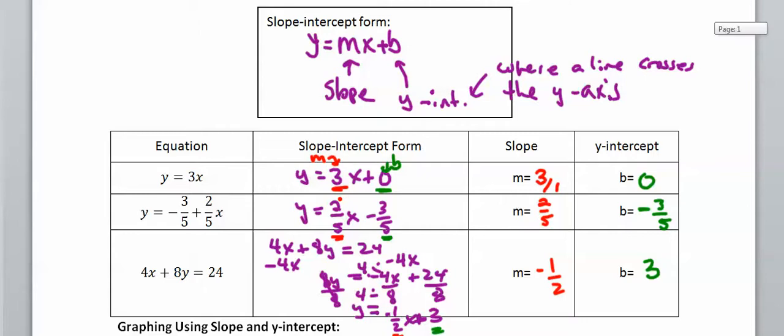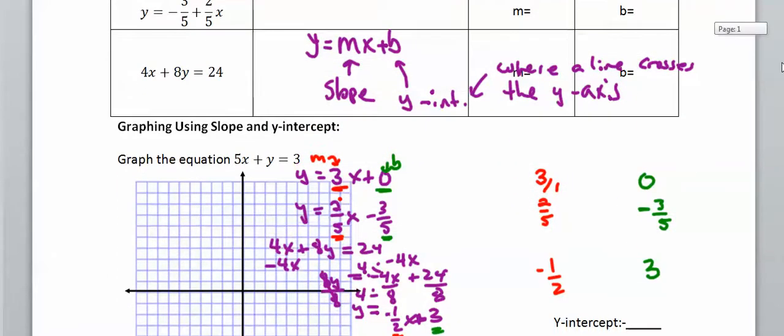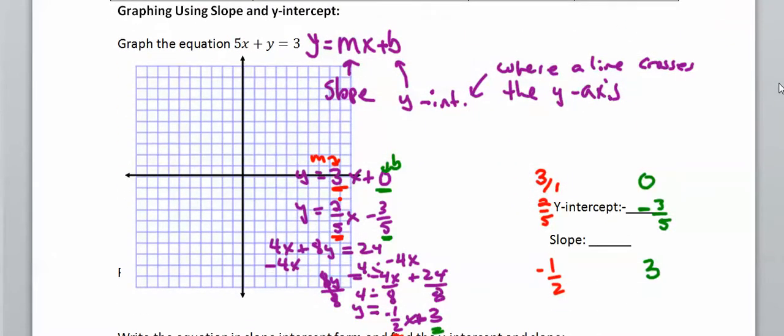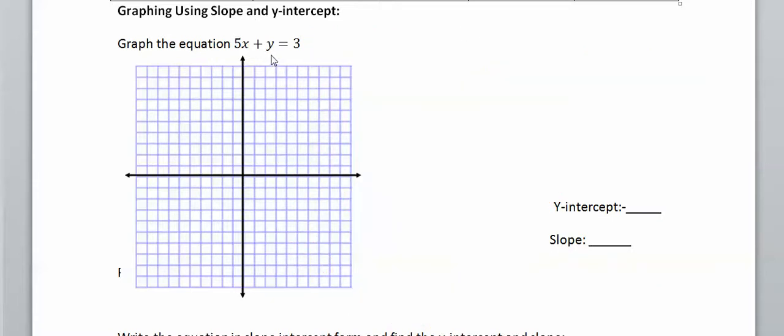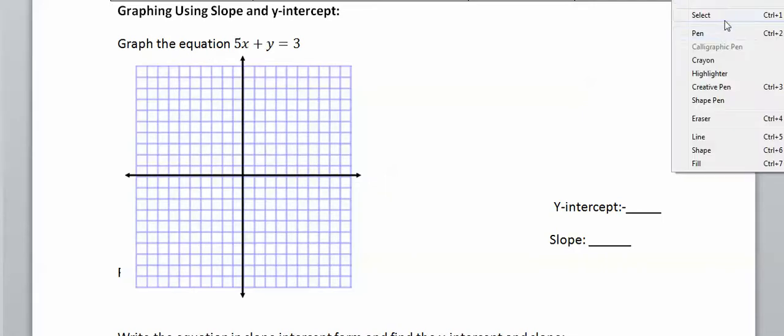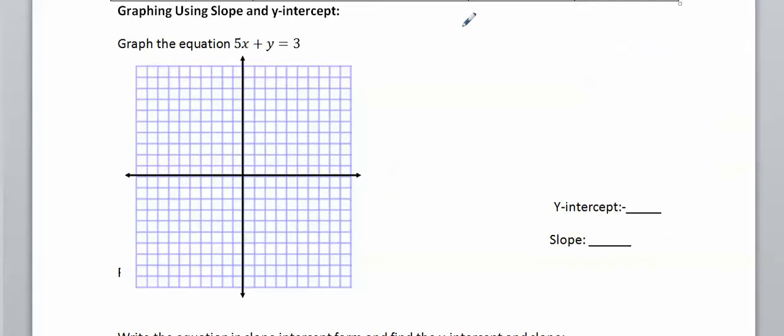All right. So now how can we use this to graph? Okay, so the first thing, if I want to graph the equation 5x plus y is equal to 3 using slope-intercept form, first thing I got to do is get it into slope-intercept form since it's not there. So we get our equation into slope-intercept form.